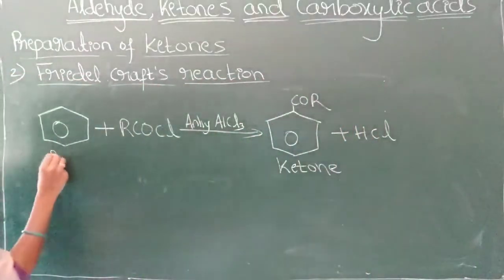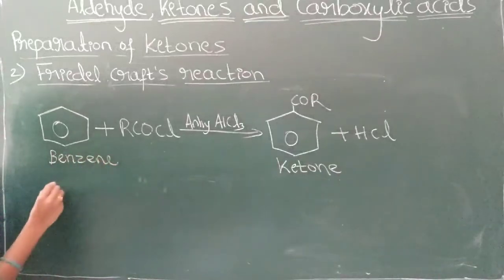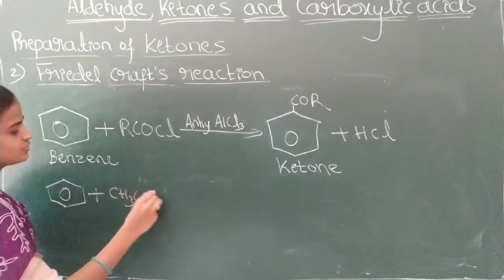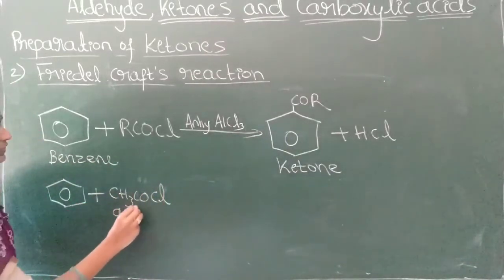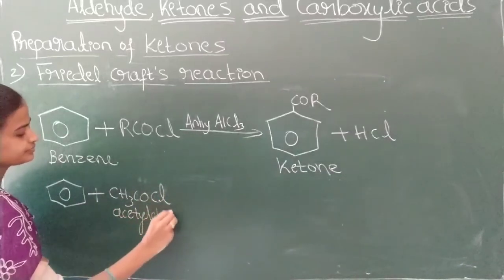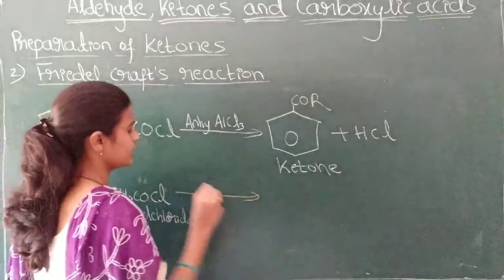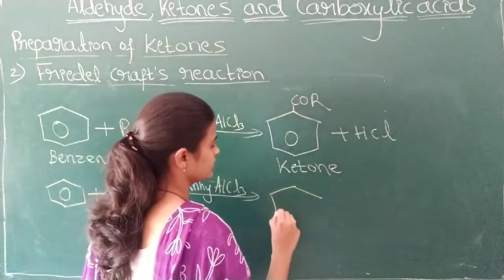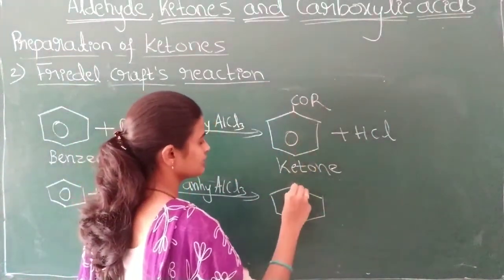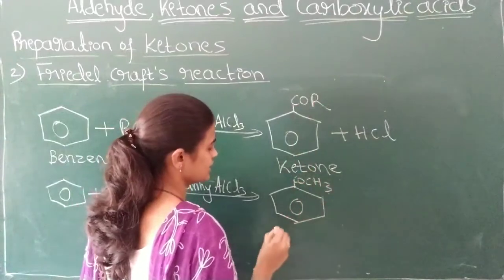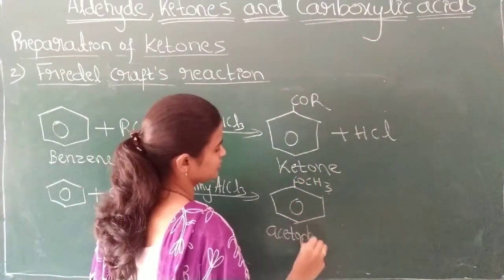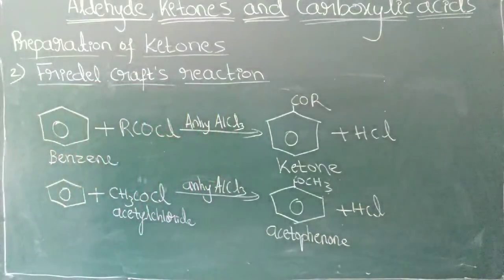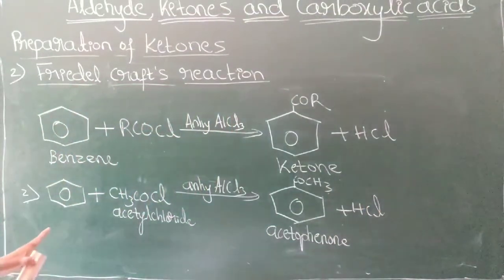So directly we will go for the examples. Example number 1: benzene ring plus CH3COCl. When benzene is treated with acetyl chloride in the presence of anhydrous AlCl3, COR gets substituted, where R is CH3, so COCH3. The name of this one is acetophenone, plus the side product HCl. This is called Friedel-Crafts acylation. This is the first example for the preparation of the ketones.